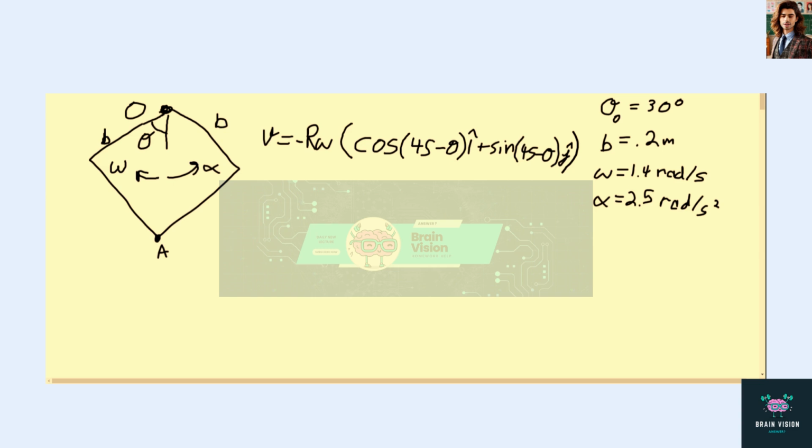So when we put the numbers in for this, we would find that we have a velocity of negative 0.382 i hat meters per second minus 0.103 j hat. And the units again are meters per second.